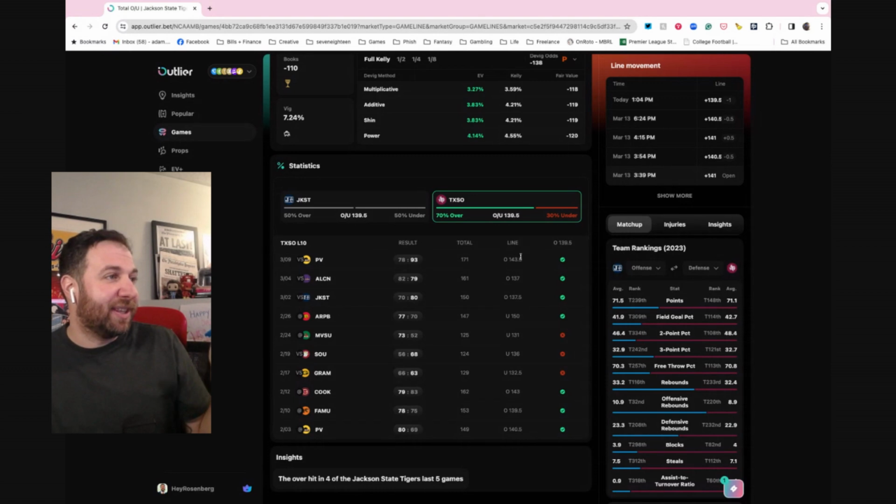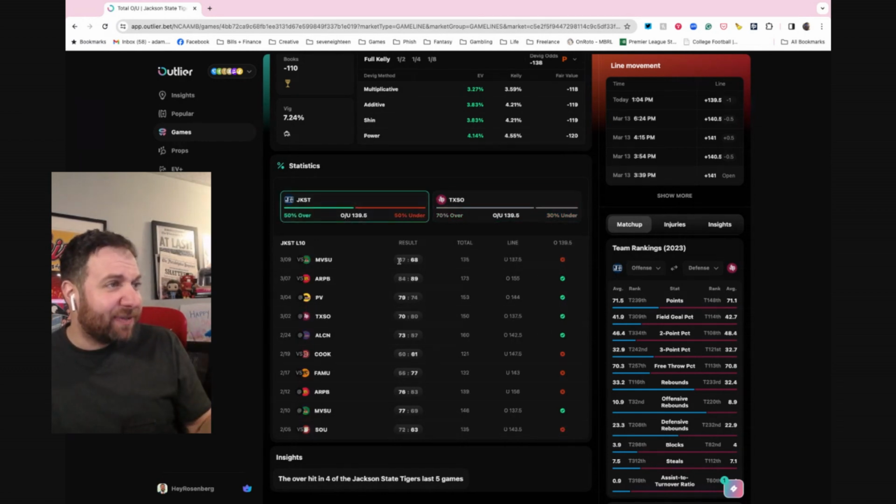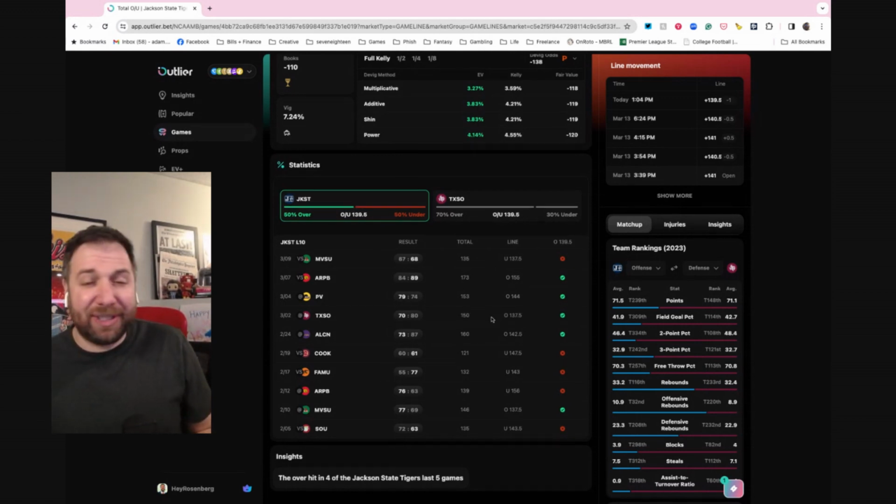ATS, they've hit the over in 3 straight. They had a nice stretch of unders, but generally whenever they're around this 139, they've gone over. Jacksonville State, 4 of their last 5 games, they've gone over the 139.5 number. I think that that's kind of telling me that we're going to want to do the over.